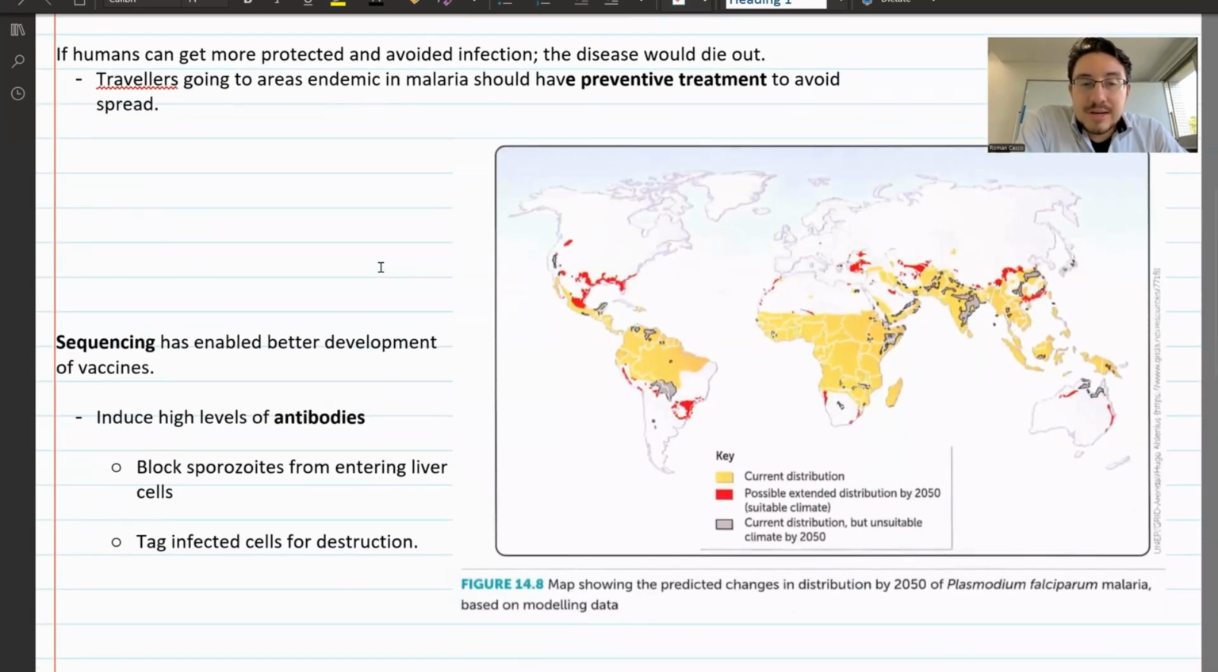So if you see this little figure here, this is a map showing predictive changes of distribution, right? Of Plasmodium falciparum, the one for malaria, based on modeling data. Current distribution, it's quite interesting how you have everything near the equator, right? Not incredibly close to the equator, but you have these areas in Africa, you have these areas in South America and Asia, right? But extended distribution by 2050 just because the climate has become more and more suitable, right?